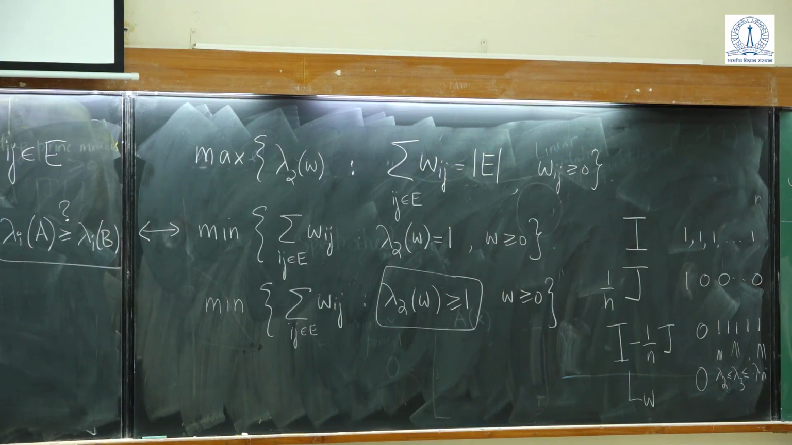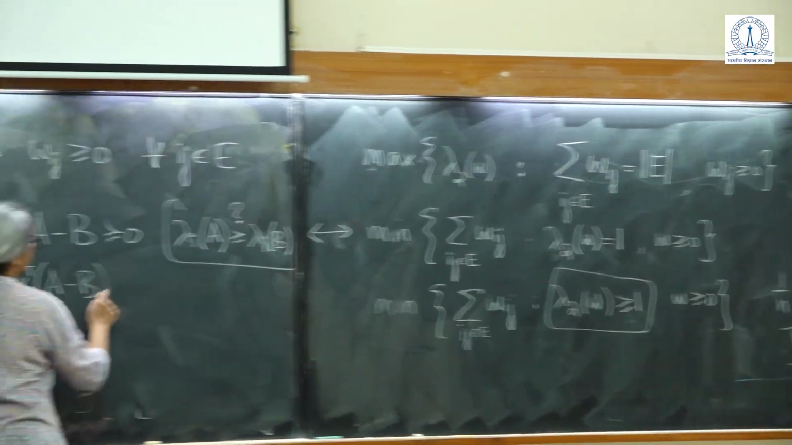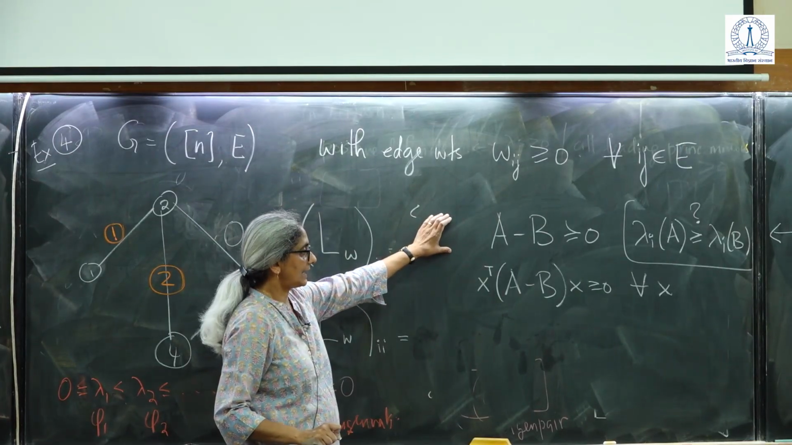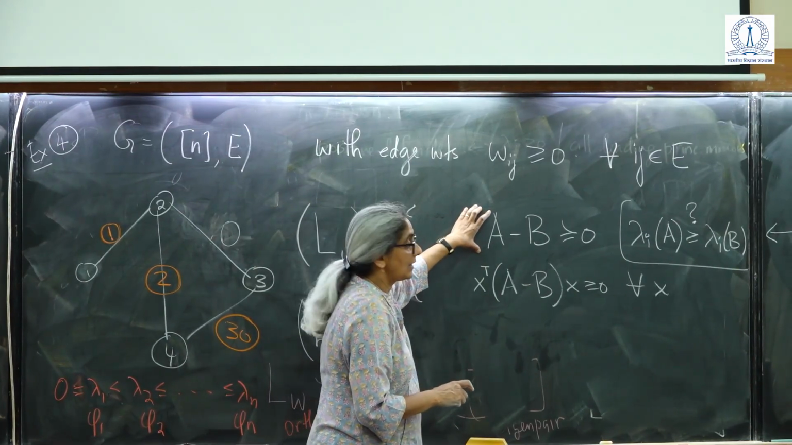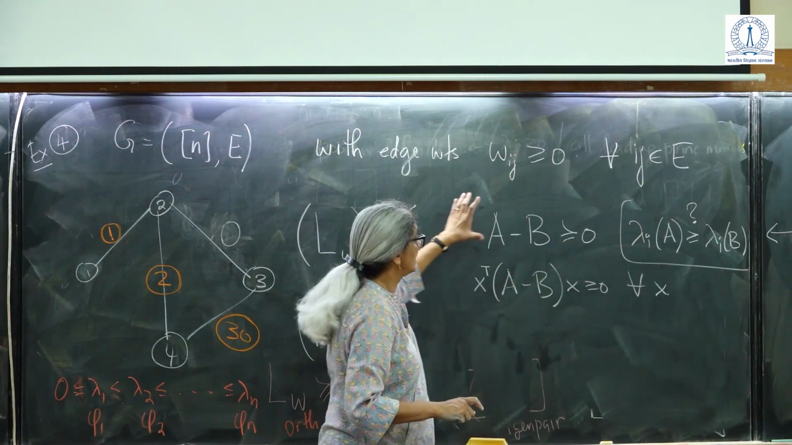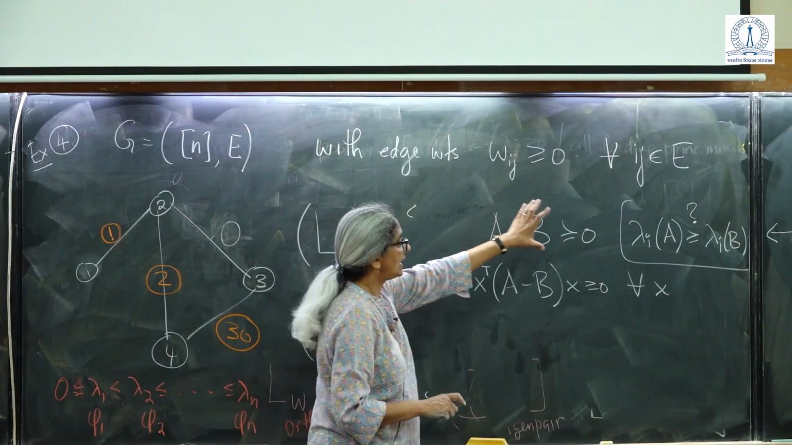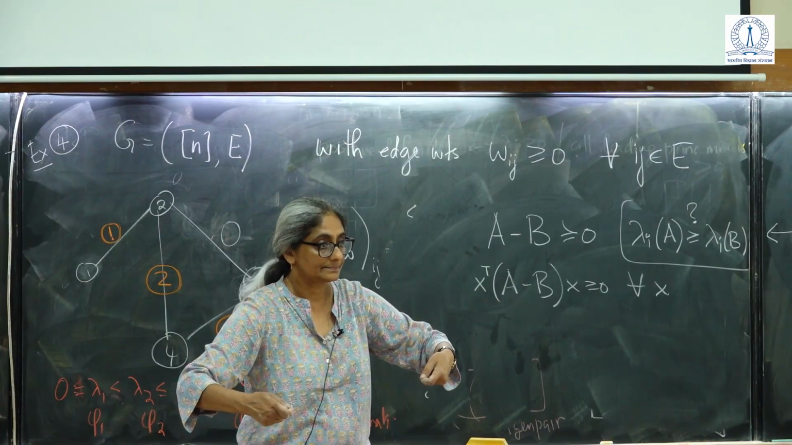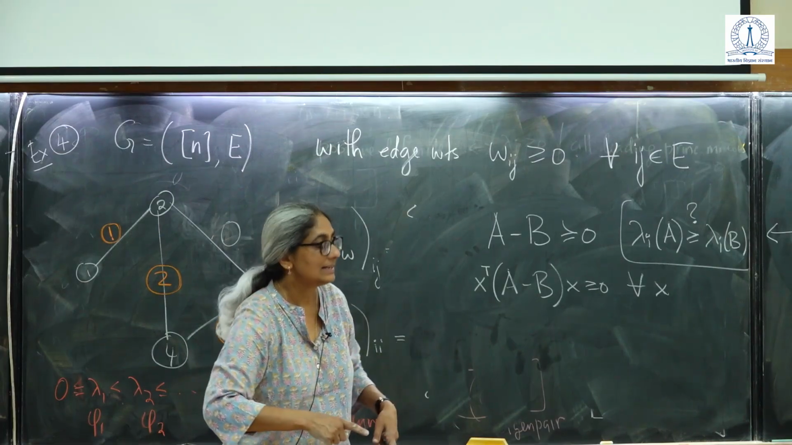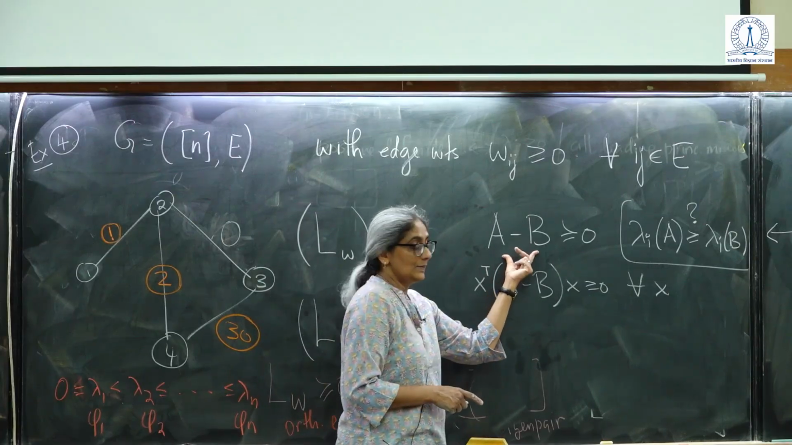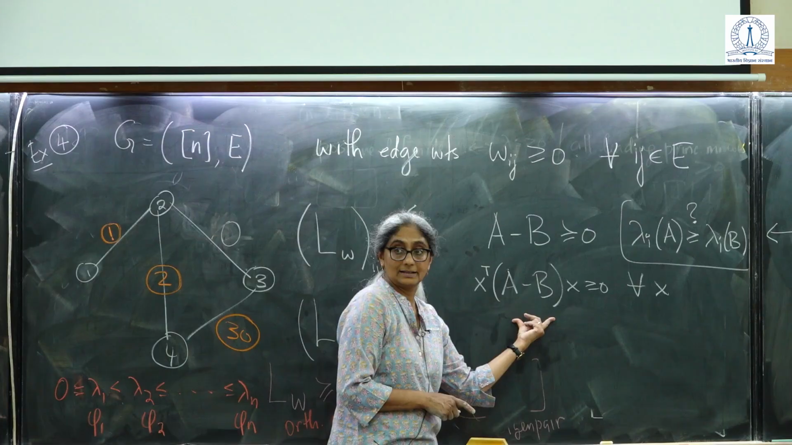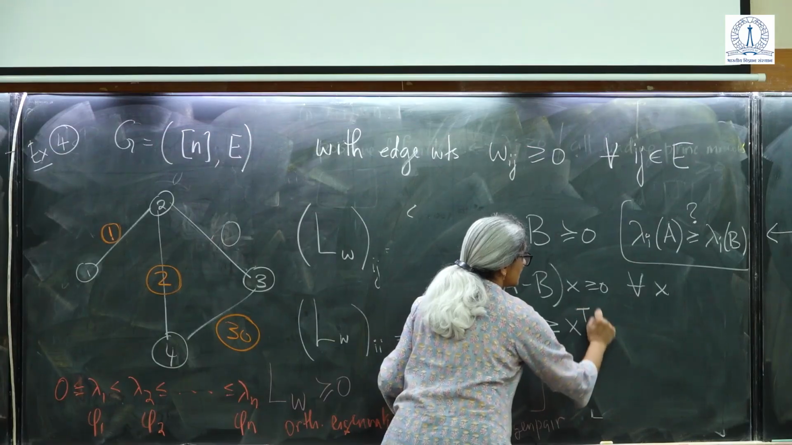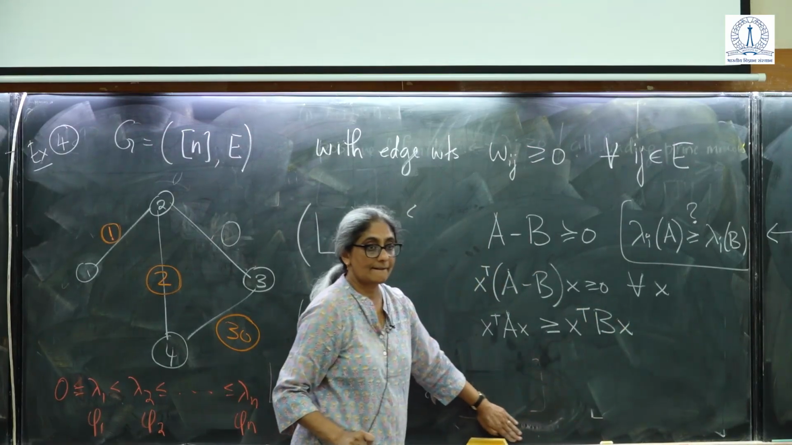So this is true means we know X transpose (A minus B) X is non-negative for all X. Do you agree? I'm given that A minus B is PSD. I want to argue that this means that, one by one, the eigenvalues of A are greater or equal to the eigenvalues of B. I'm going to prove that to you right now. Everybody okay with this? Let's unravel this. This means X transpose AX is greater or equal to X transpose BX for all X.